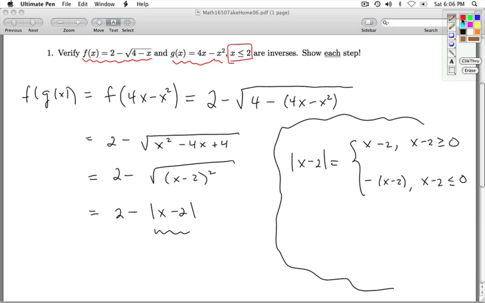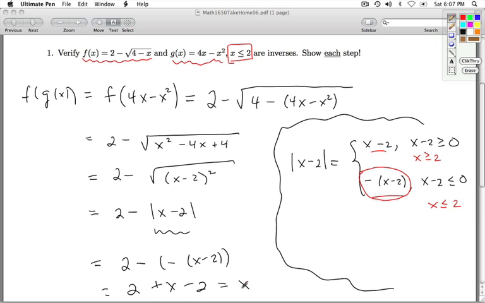So if I look at what's happening over here, this would be the rule I follow if x is bigger than or equal to 2, whereas this would be the rule I follow if x is less than or equal to 2. So I go back and look at my domain. X is less than or equal to 2, which means I'm going to use this for the absolute value. So I get 2 minus a negative x minus 2, which gives me 2 plus x minus 2, which sure enough does simplify down to x for the x's that are in the domain of g.